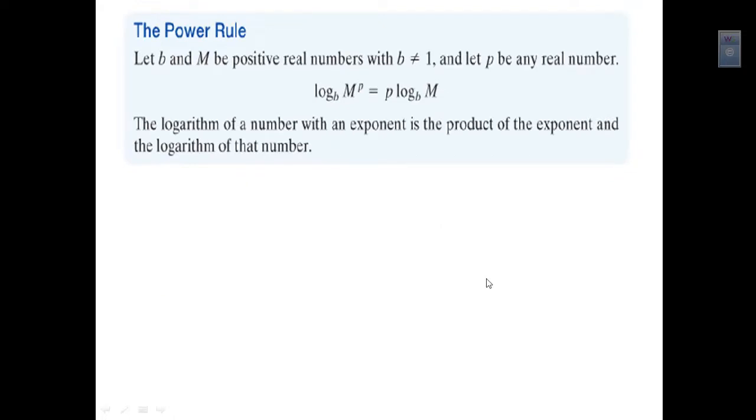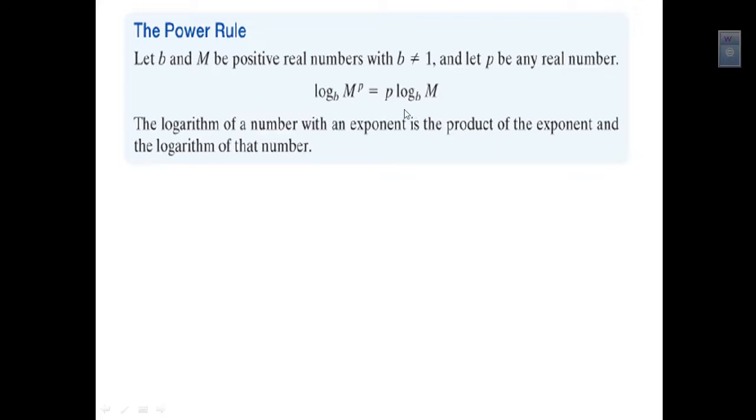Alright, and then we have the power rule, and this one comes in very, very handy. Let b and m be positive real numbers with b not equaling 1, and let p be any real number. The log base b of m to the p power is equal to p times the log base b of m.